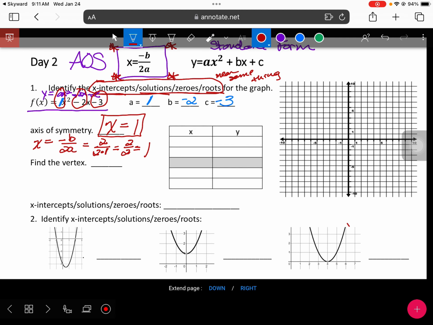So x equals 1 is your axis of symmetry, and I want you to go over to your graph and put that dashed line over on the graph. Hi, Rose, stay with me.